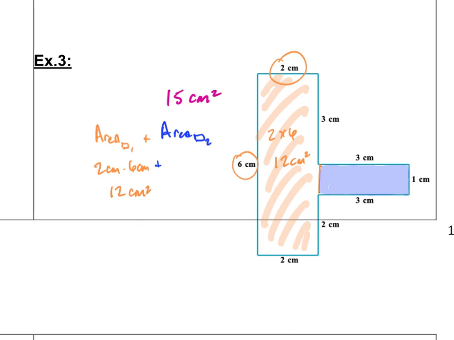Okay, and the area of the second rectangle is going to be the 3 centimeters times the 1 centimeter, which is going to give us 3 centimeters squared, which means our area is 12 plus 3 is 15 centimeters squared.